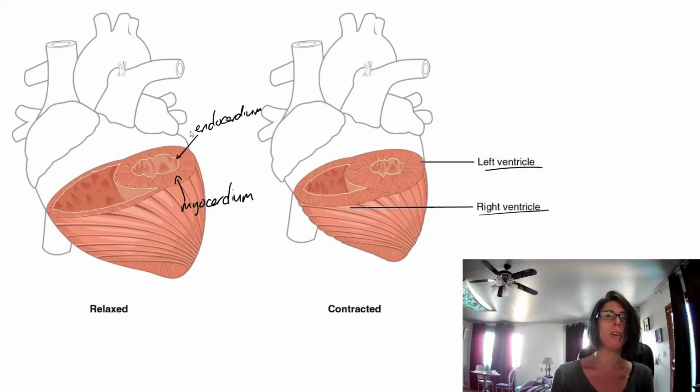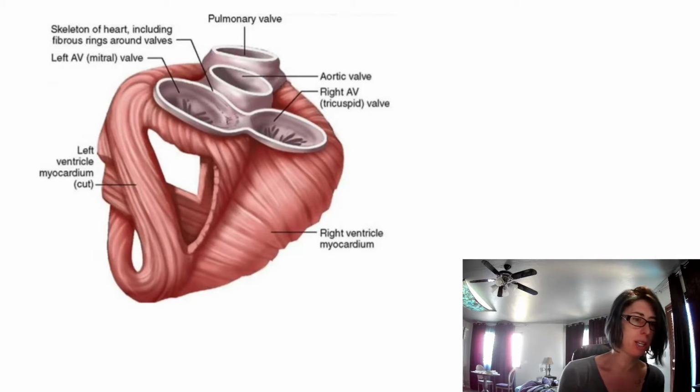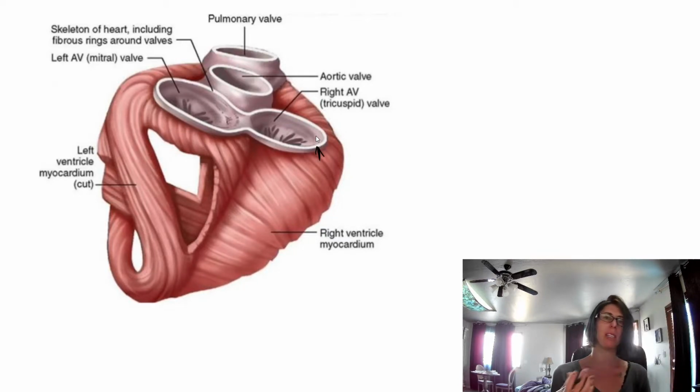It's just that the walls of the left ventricle are thicker. So in this image, I want you to notice the spiraling shape of these heart muscles. That's so that when it contracts, it does this wringing motion to squeeze out the blood, like you're wringing it out of a washcloth. I also want to point out that there is what's called a fibroskeleton in the heart, and you can see part of it here. This is part of it. The fibroskeleton is made out of connective tissue, and it has a few purposes.